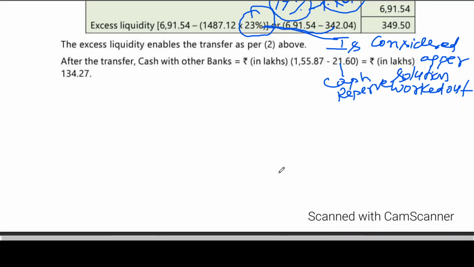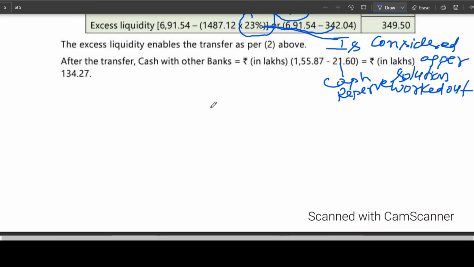Do one thing: there are one or two practice problems on final accounts that you can work out. Then you can practice some mock tests or RTP for your purpose. I think we have learned in a detailed way, my dear friends. I hope this bank accounts topic has given you some clarity.